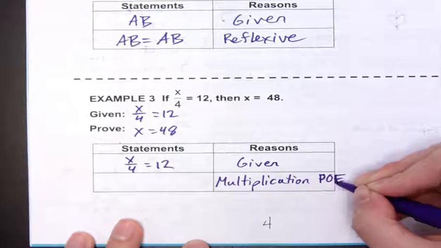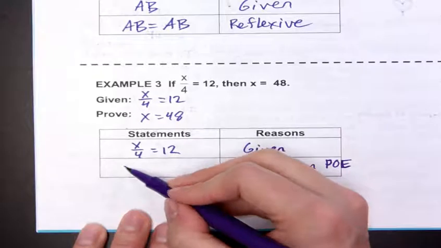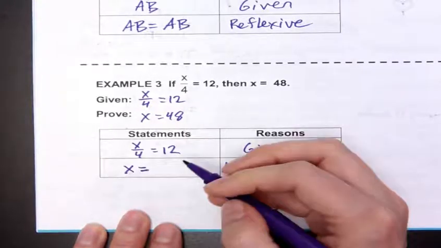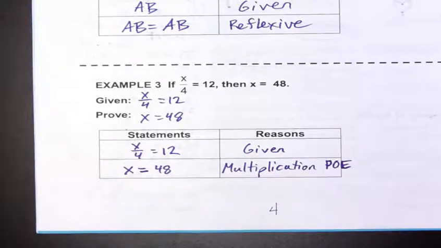And I don't care if you abbreviate these things as long as you understand what they are. Substitution and subtraction can't be abbreviated because they would both abbreviate the same way. But everything else, if you abbreviate, that's fine. So when you have that, go ahead and flip over.